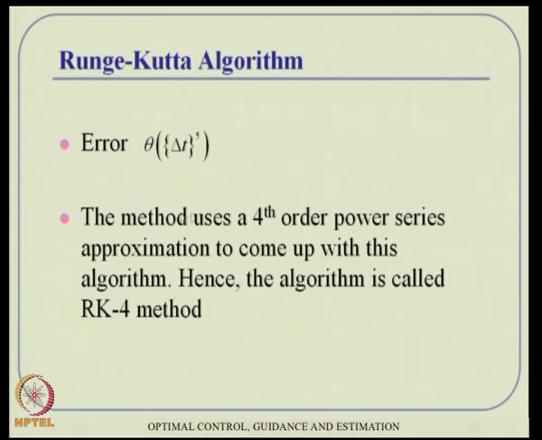The second comment is that this method essentially uses a fourth order power series approximation. Remember, Euler integration uses only the linear term. Now, this one uses up to fourth order in the Taylor series to come up with this algorithm. Again, details of that are not here. You can see some numerical methods book. And this particular algorithm is popularly called the RK4 method, fourth order Runge-Kutta method.